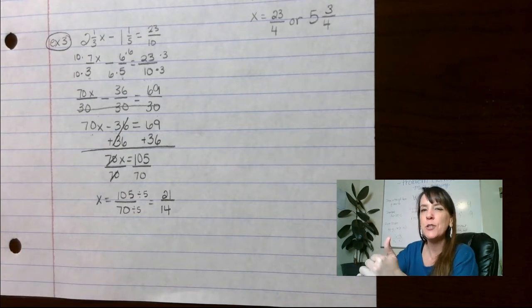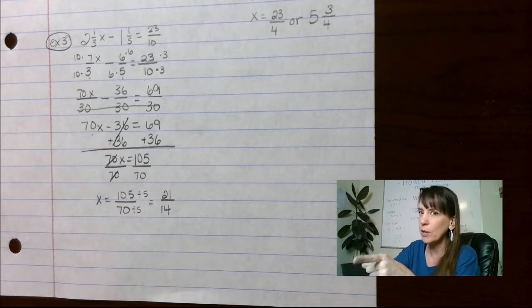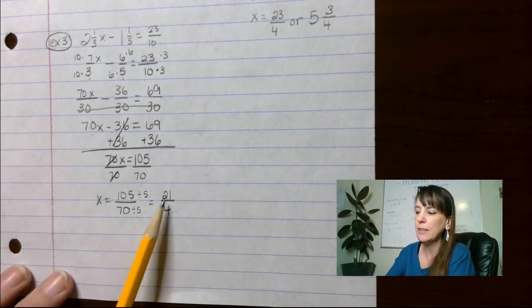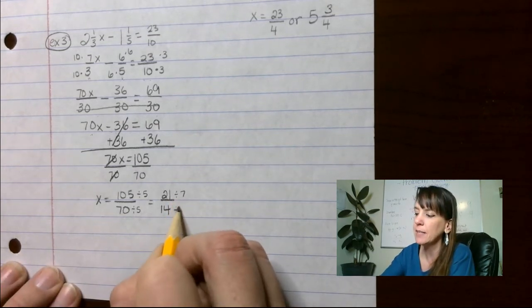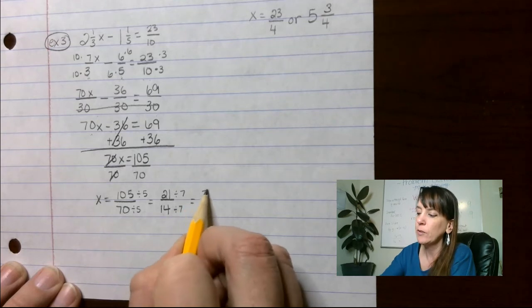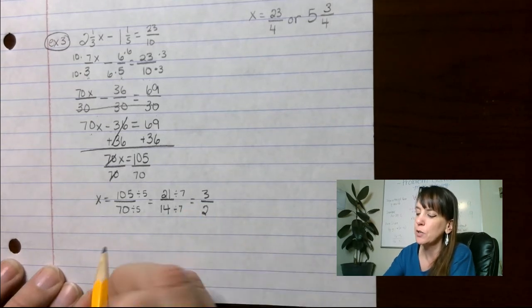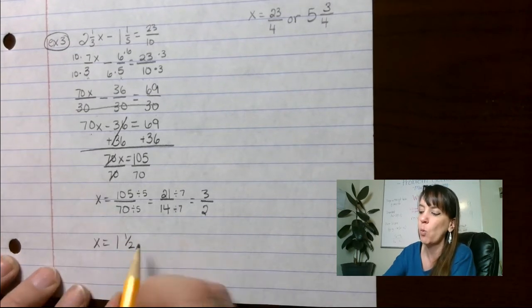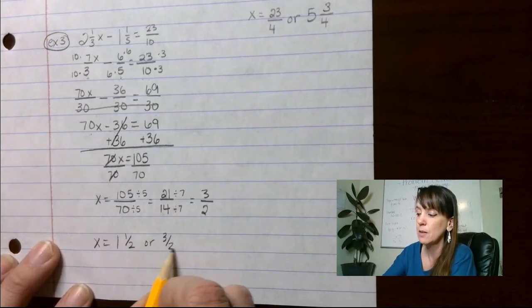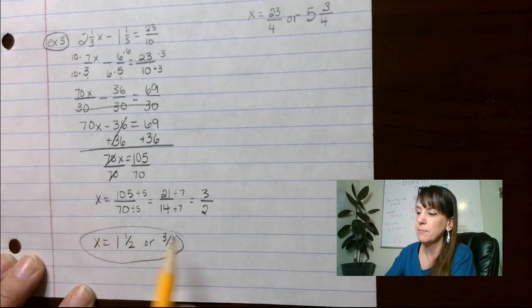Now, I can't do 2, 3, or 5, but remember I said sometimes you have to do 7? Looking at those, I see that those are both a factor of 7. So divide by 7, and I end up with 3 over 2. So x equals 1 1/2 or 3 over 2. Write it both ways, okay?